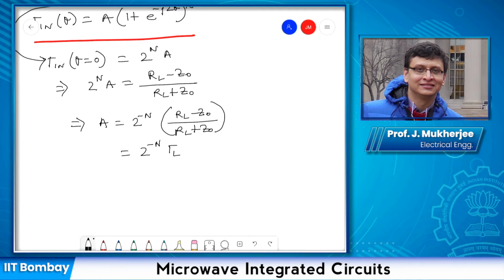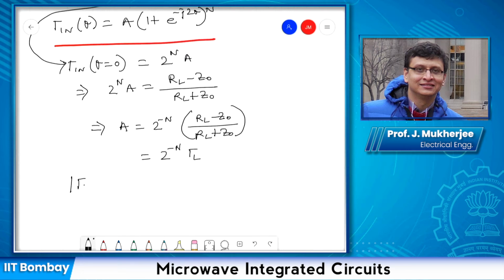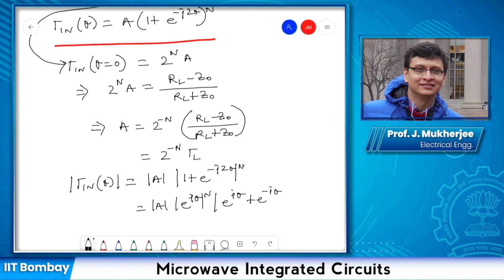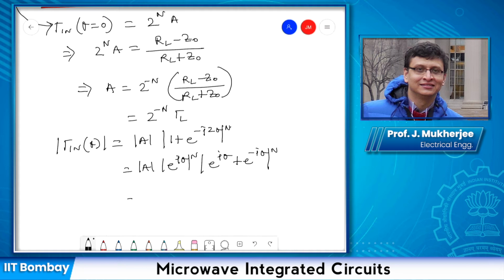The next simplification that we shall do is, let us try to find out the value of the magnitude of gamma in theta. So that is equal to this. Now note that the magnitude of e raised to j theta is simply equal to 1. So I can then simplify this equation to this value.